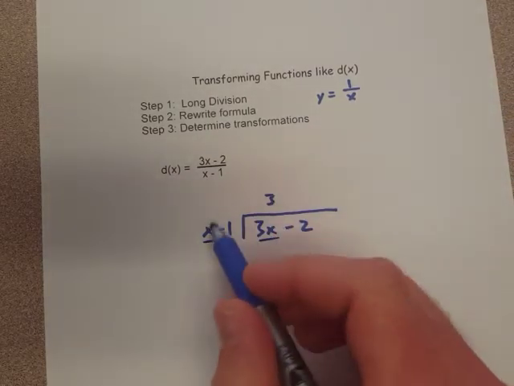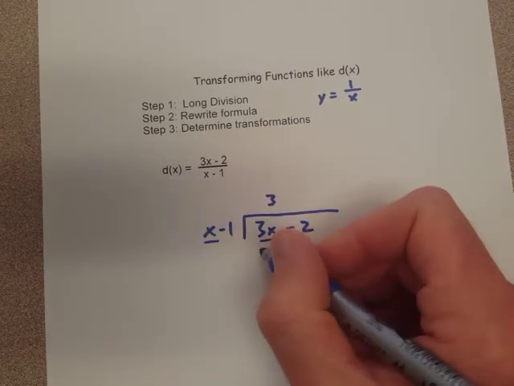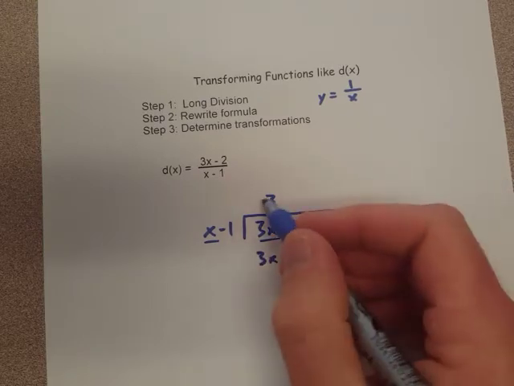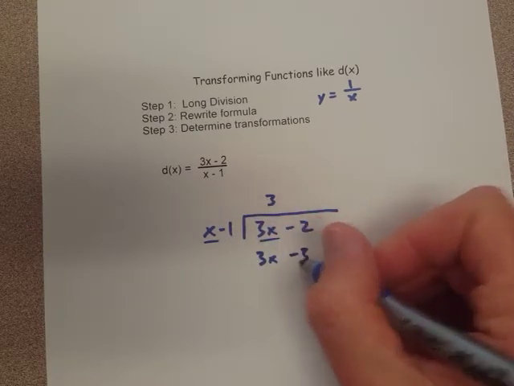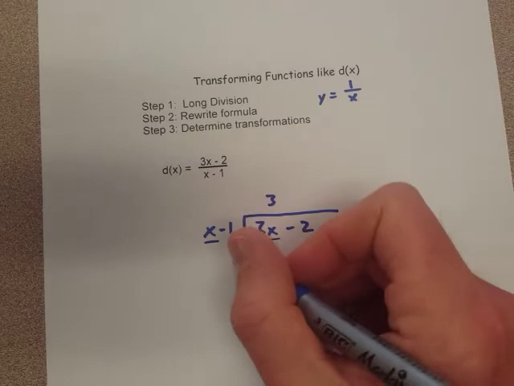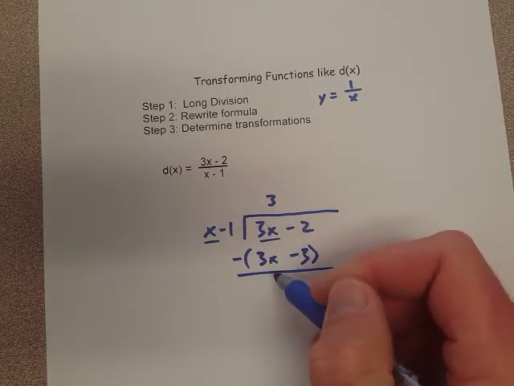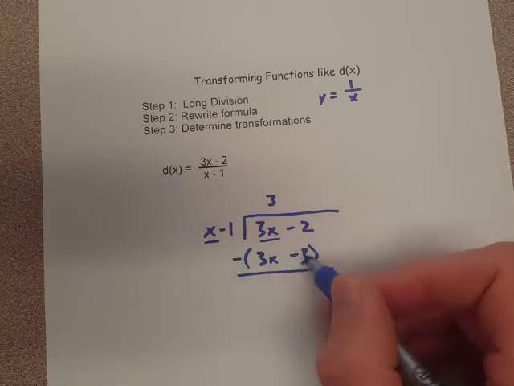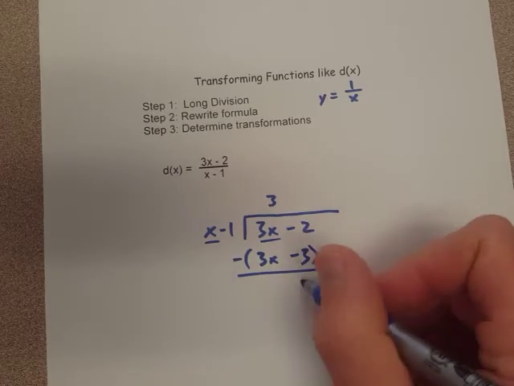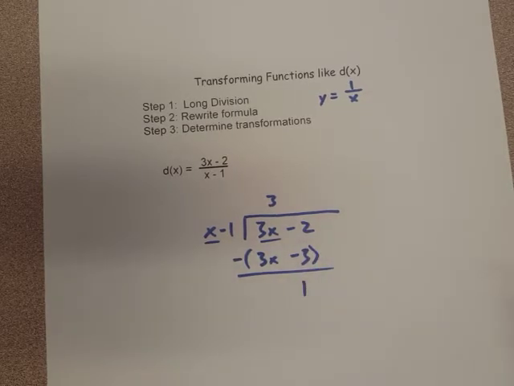Then we multiply back down. 3 times x is 3x. 3 times negative 1 is negative 3. Remember that when we're doing long division, we subtract what's down below. So those 3x's are gone. Negative 2 minus negative 3 is really plus, so that ends up being positive 1.